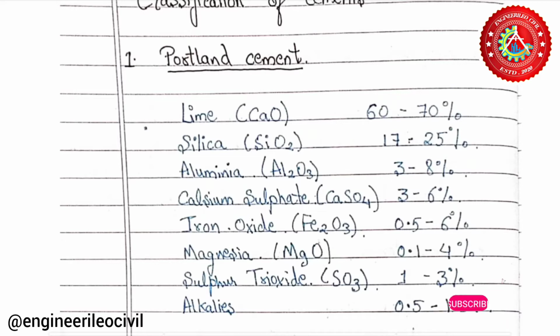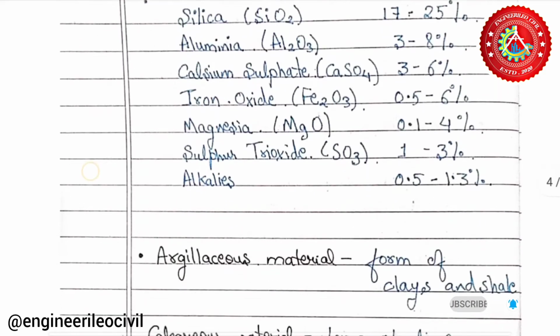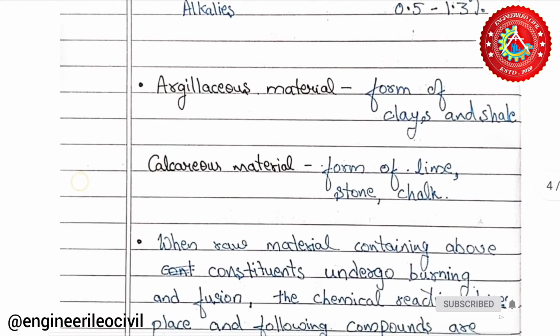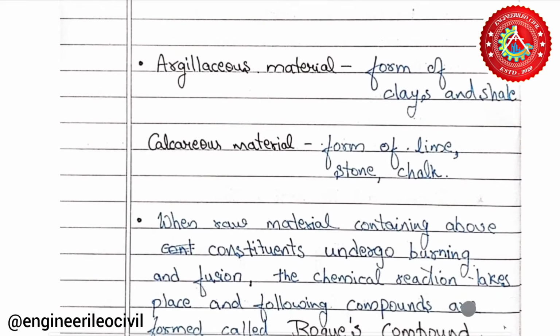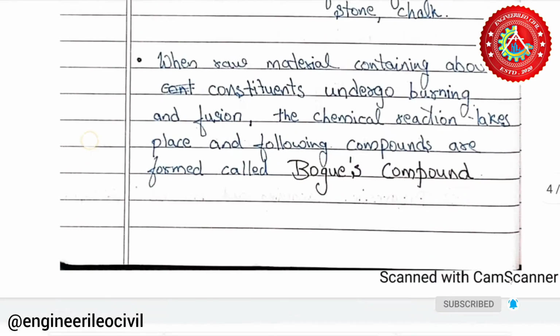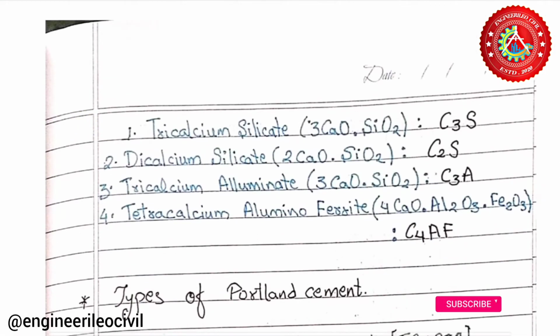So let's move forward. Argillaceous material in the form of clay and shale and calcareous material in the form of limestone and chalk are used in around a 1:2 ratio. When raw materials containing the above constituents undergo burning and fusion, a chemical reaction takes place and the following compounds are formed, called Bogue compounds. These are the 4 Bogue compounds: tricalcium silicate C3S, dicalcium silicate C2S, tricalcium aluminate C3A, and tetracalcium alumino ferrite C4AF. I'm going to tell you briefly about these.